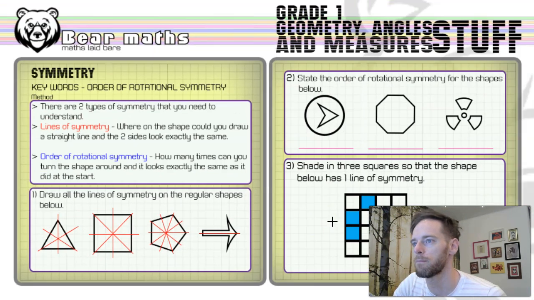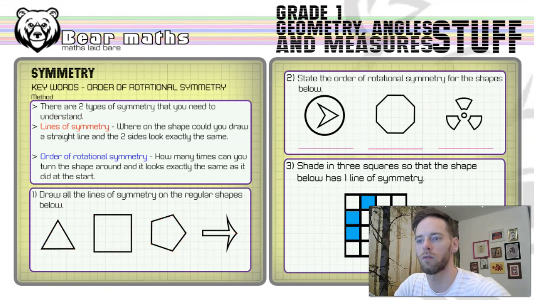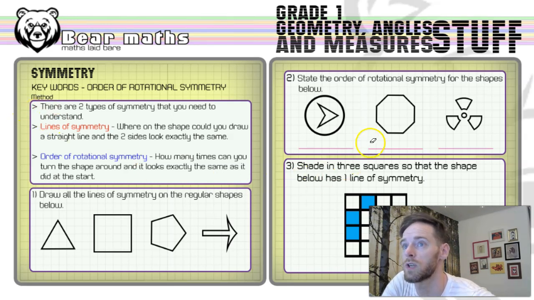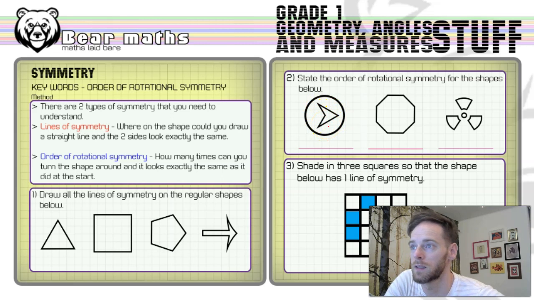I will zoom out of that and get rid of that so I can write on it for the next question. In number 2, it asks us to state the order of rotational symmetry for the shapes below. This first one is a circle with an arrow shape inside of it. Can we turn this round and have it look exactly the same as it does at the beginning? There is no position that you could do it other than turning it 360 degrees and getting it back to the starting position. So for this question, you could state that it's got an order of rotational symmetry of 1, or you could say 0. Don't put both, just put one or the other.